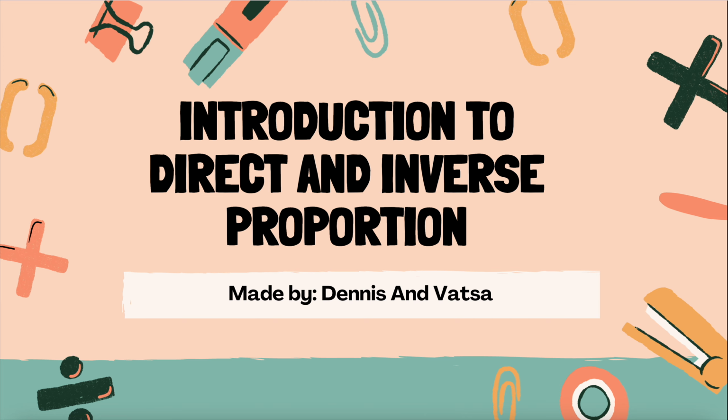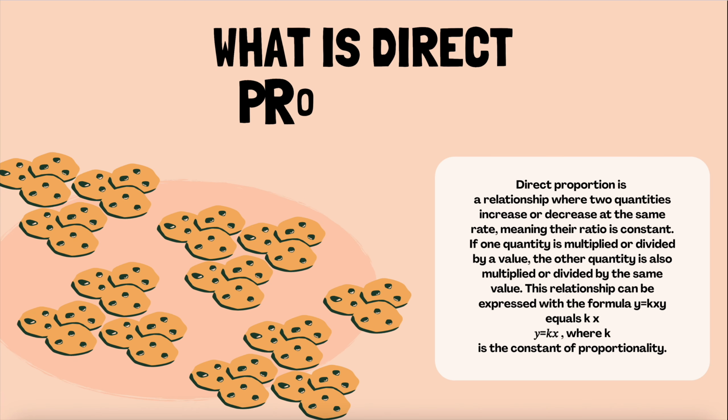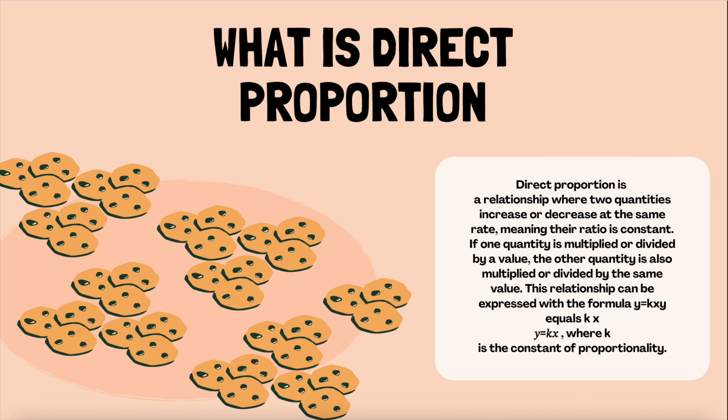What is direct proportion? Direct proportion happens when two quantities increase or decrease together at the same rate. That means if one quantity doubles, the other also doubles. Their ratio always stays constant.